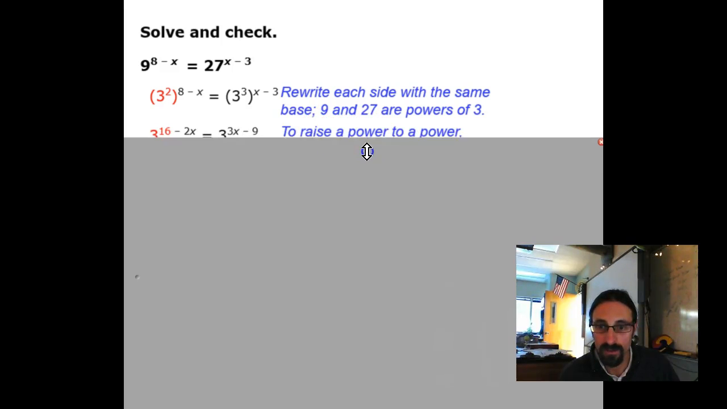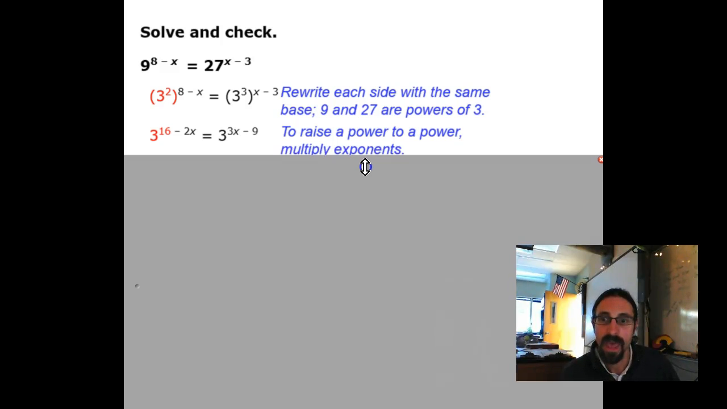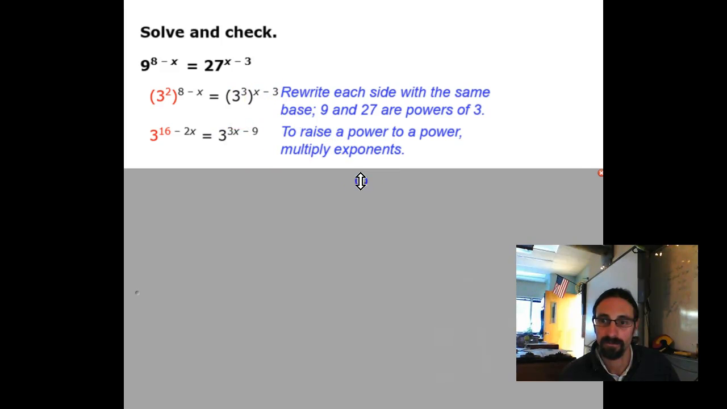Of course, the rule then is multiply the exponents. When you raise a power to a power, you multiply the exponents. And that means distributing the 2 to both the 8 and the negative x, and in this case, the 3 to both the x and the negative 3.